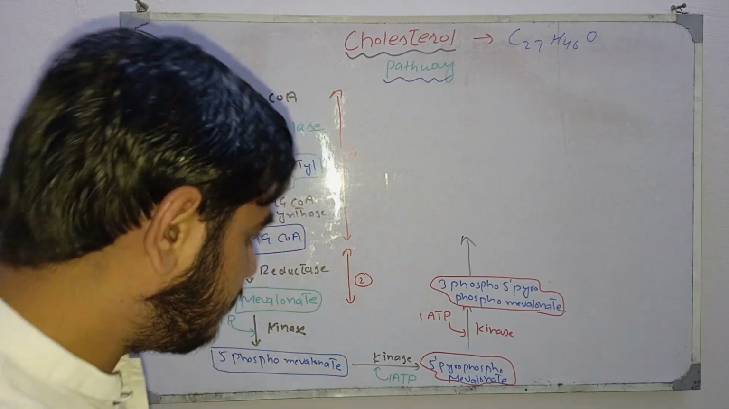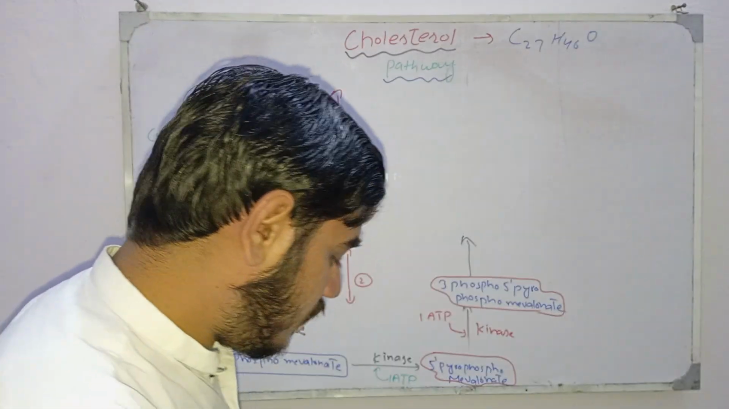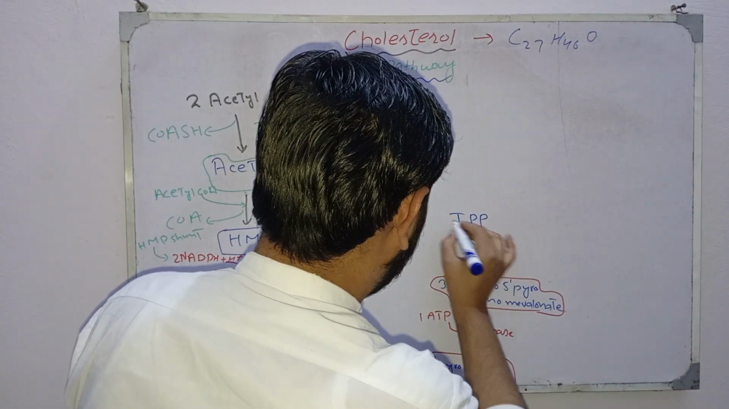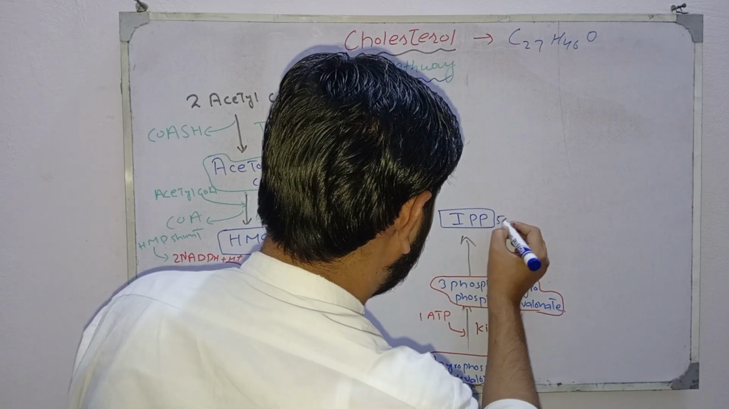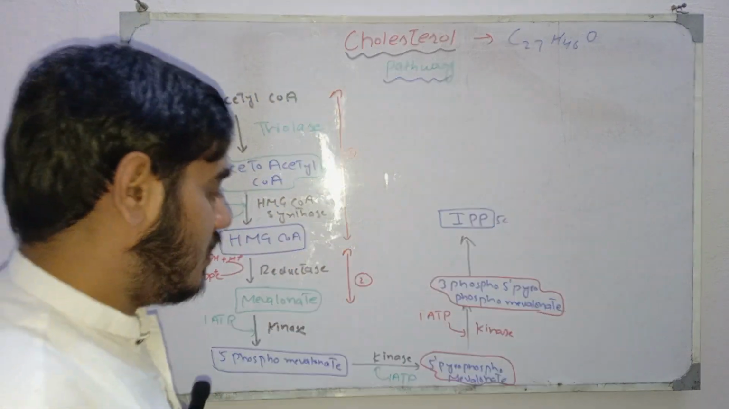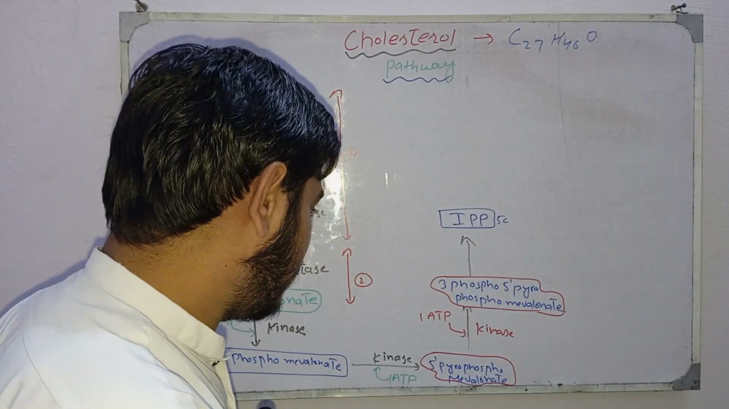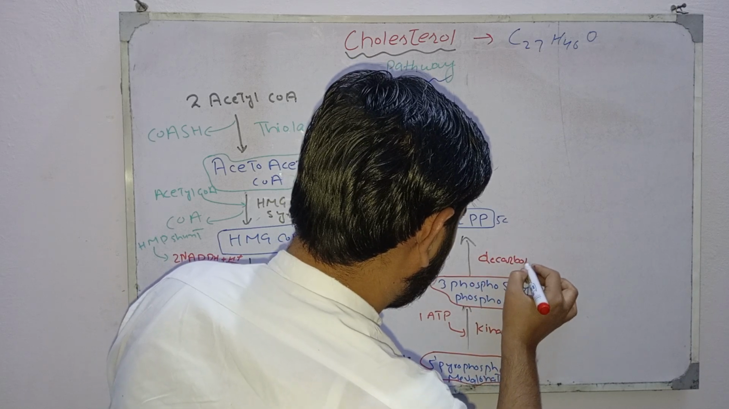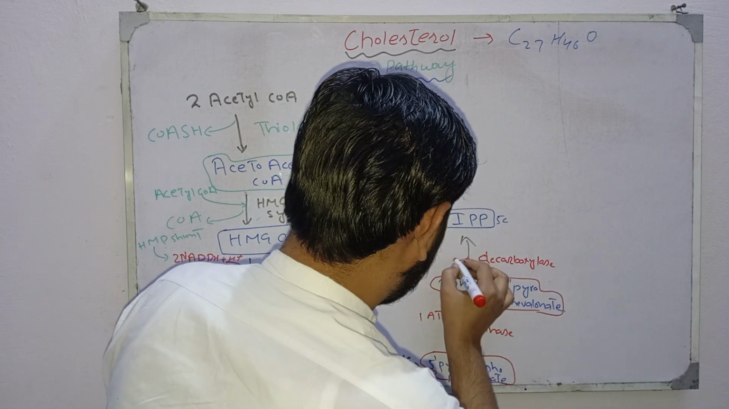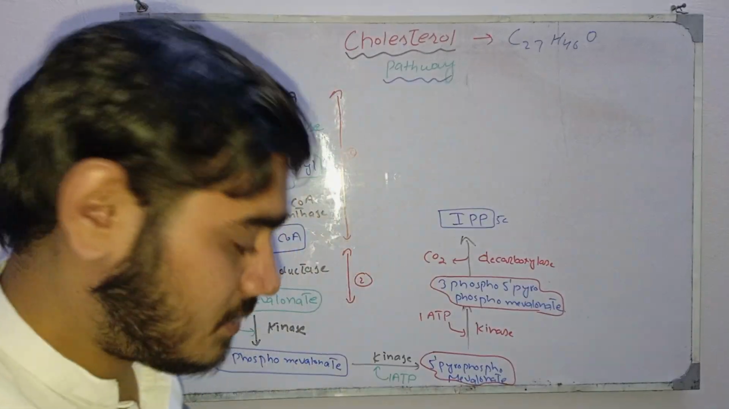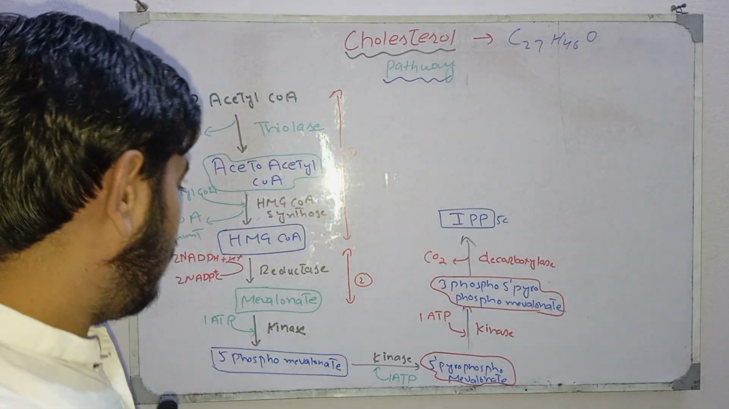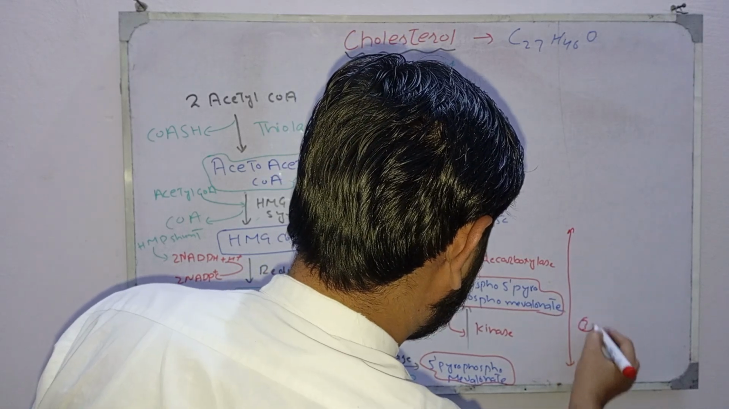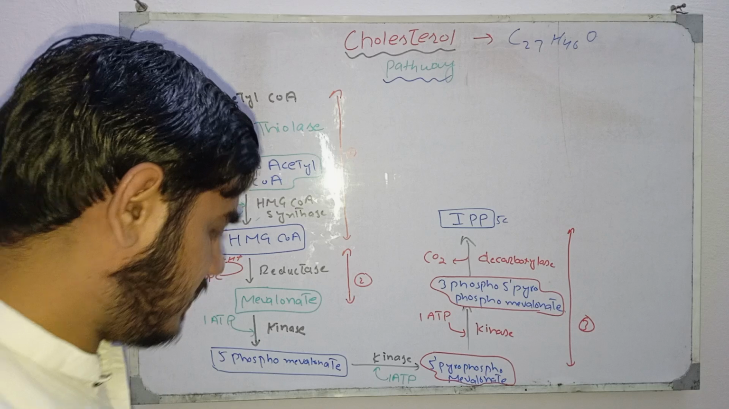In next step, the 3-phospho 5' pyrophosphomevalonate converts into the isopentenyl pyrophosphate, a 5 carbon containing compound, with the help of decarboxylase enzyme. Okay, students. And the third step is completed.